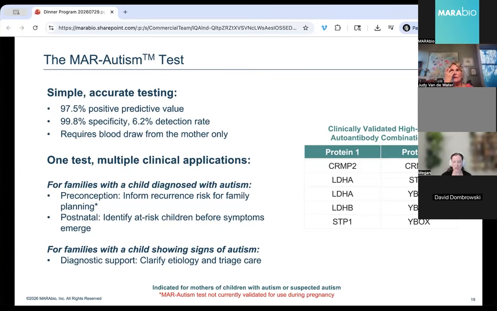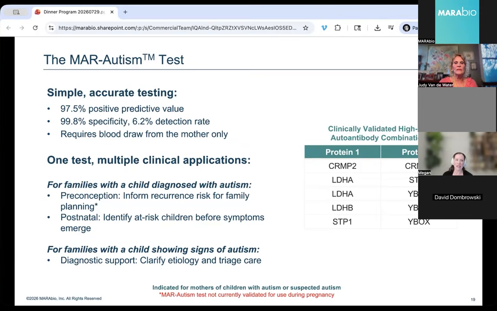In our clinical validity population, the sensitivity or detection rate for these combinations shown here was about 6.2%. Again, because we wanted to optimize for the highest specificity possible.